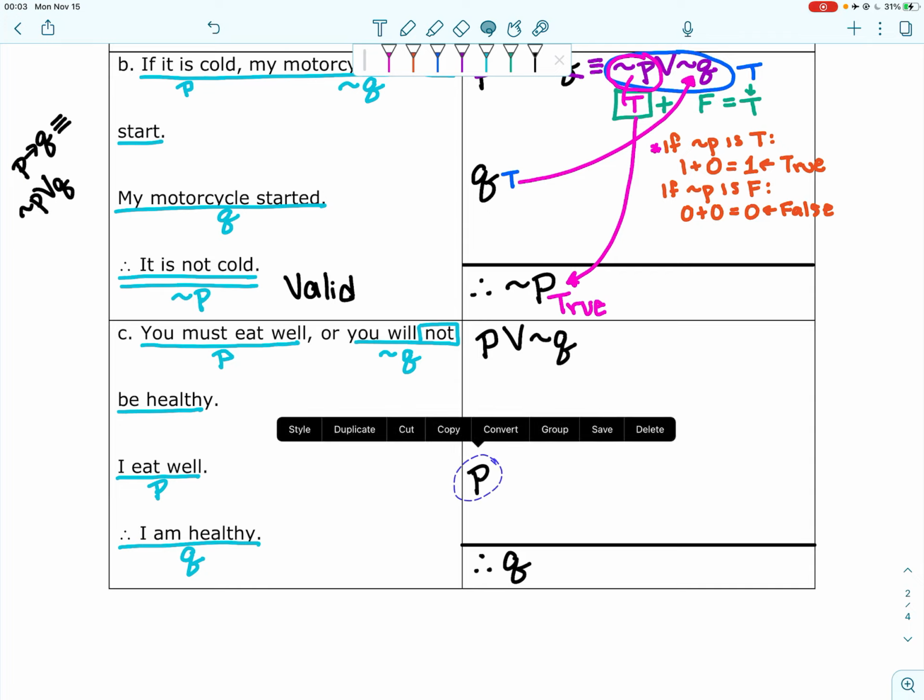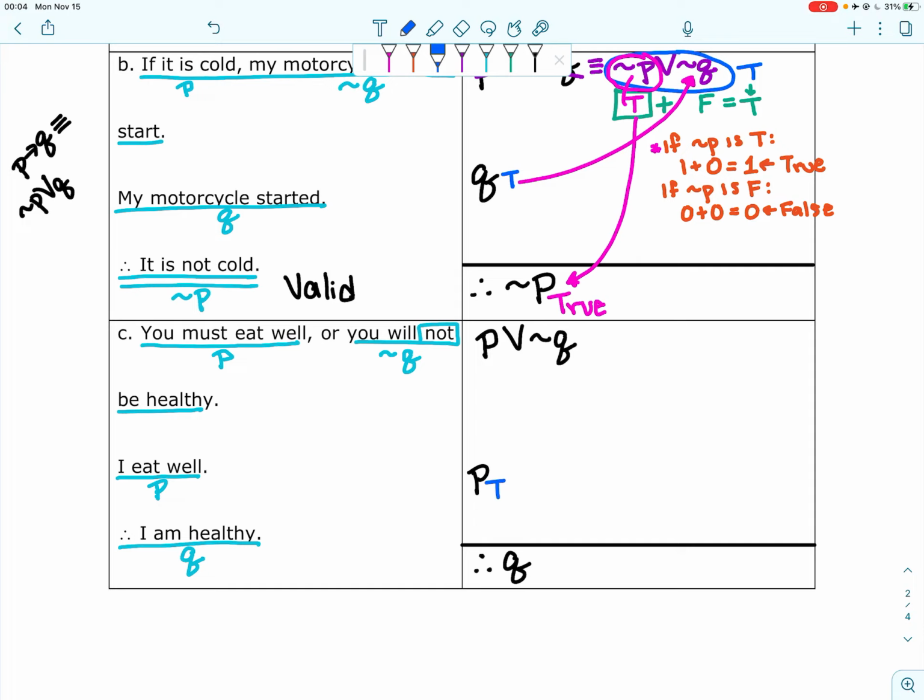I'm going to pull this right down a little bit more. All right, we don't have to do an equivalent statement because we don't have an if-then statement. We have an or statement, and that's what we want. So I'm going to say this is true, and this entire or statement is true, because we want to assume our premises are true.